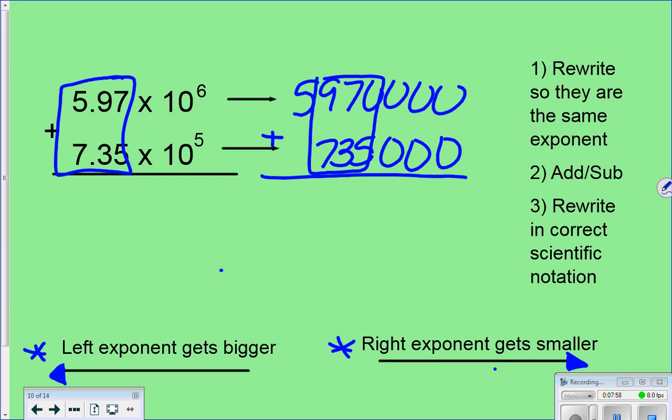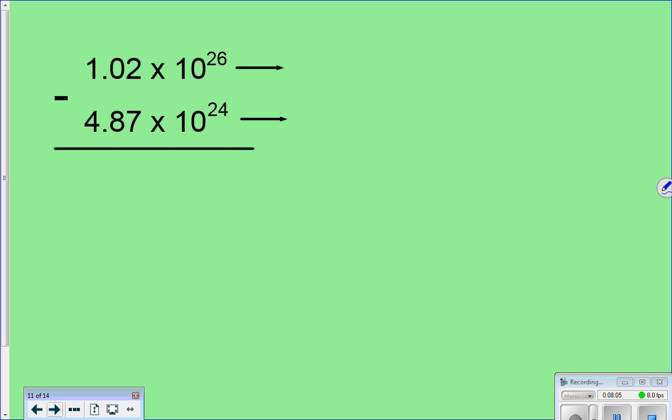Make sure you have this in your notebook. This is going to be a lifesaver for you. So make sure you have those arrows and what each one means. All right, let's do this one. We can do it together. We'll do this one together again, and I'll let you do one by yourself. So 1.02 times 10 to the 26 minus 4.87 times 10 to the 24.